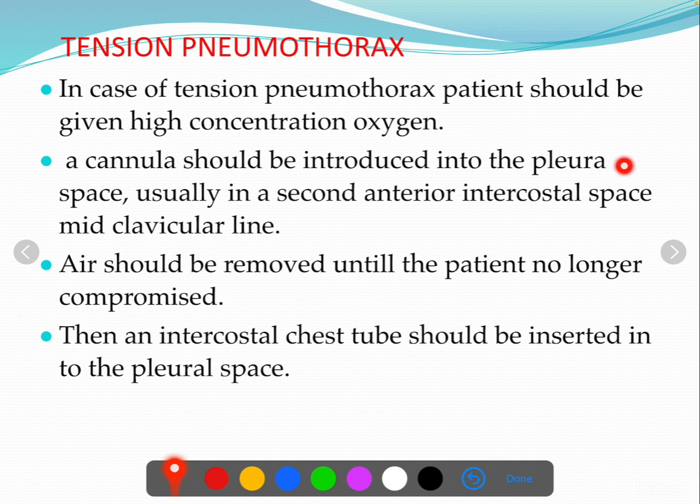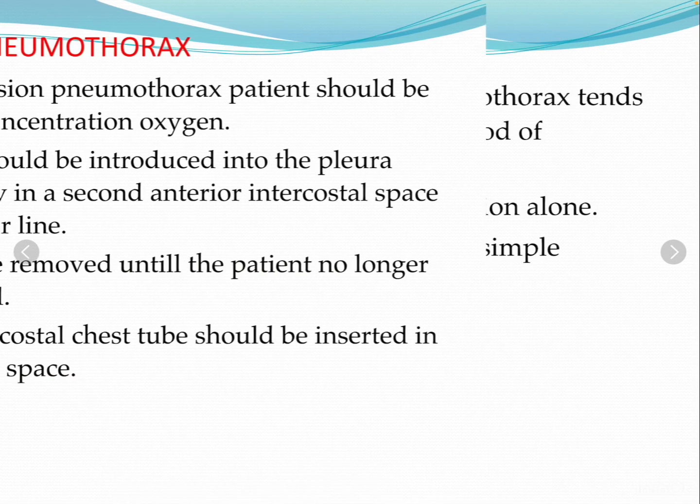A cannula should be introduced into the pleural space, usually in the second anterior intercostal space in the mid-clavicular line. Air should be removed until the patient is no longer compromised. Then an ICTD should be inserted in the pleural space.